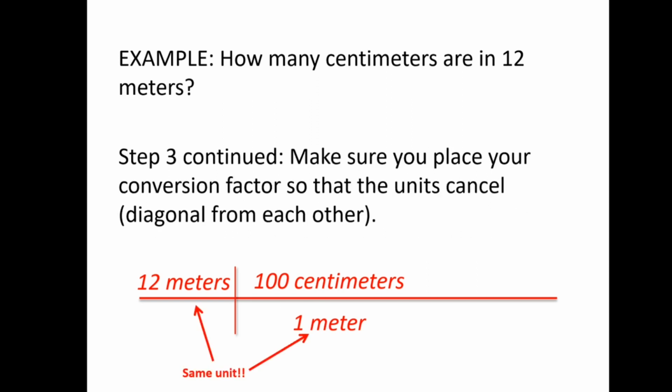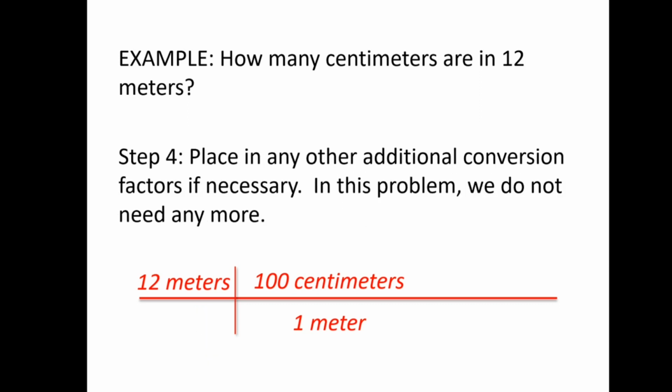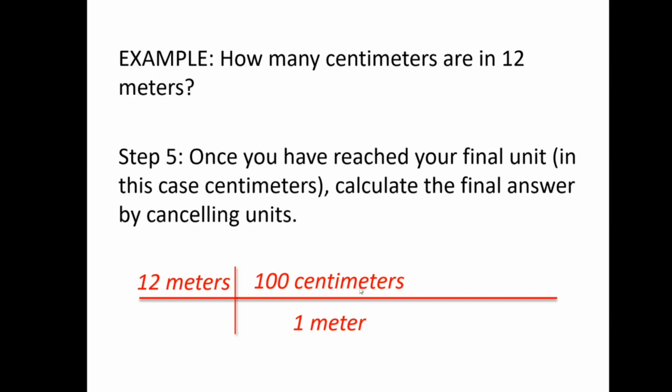So that's your step 3 continued. Make sure you place your conversion factor so that the units cancel. Typically diagonal from each other is the standard. Step 4, place in any other additional conversion factors if necessary. In this problem, we do not need any more conversion factors. So we have meters canceling out and turning into centimeters, which is exactly what we want.